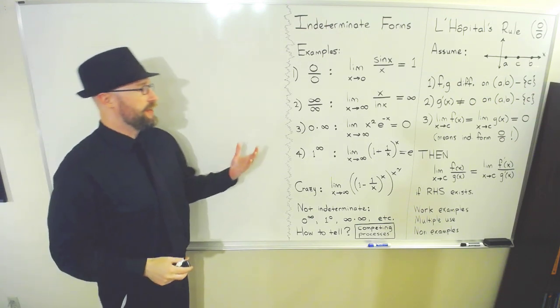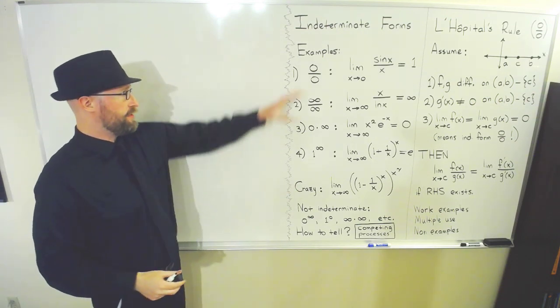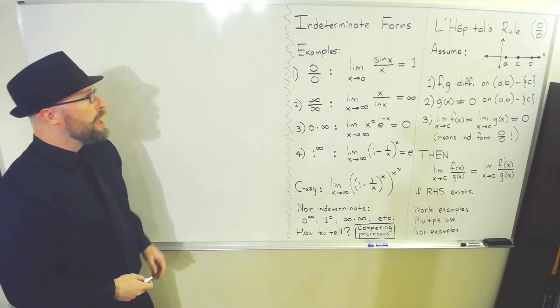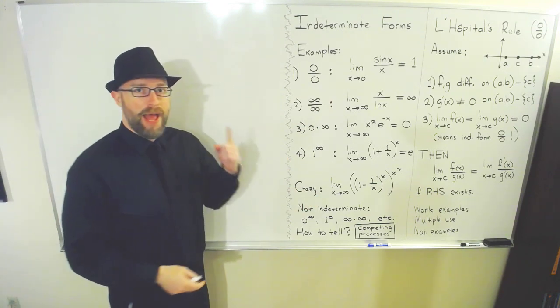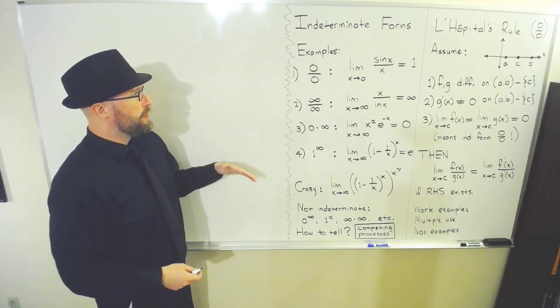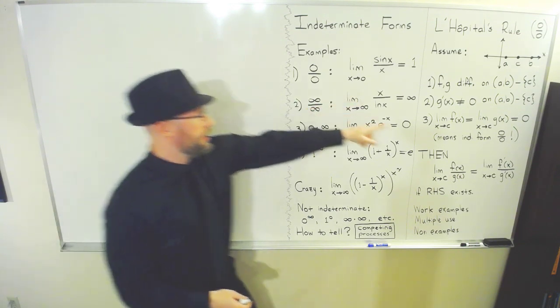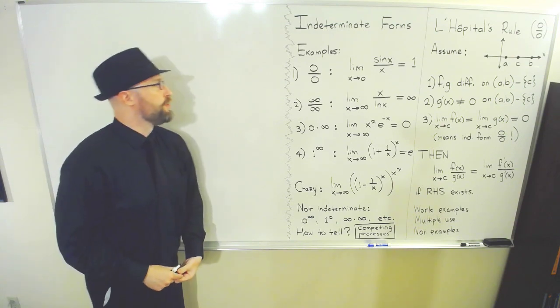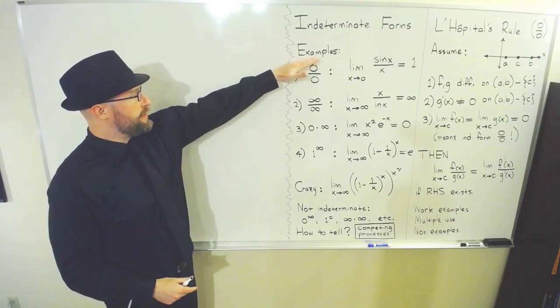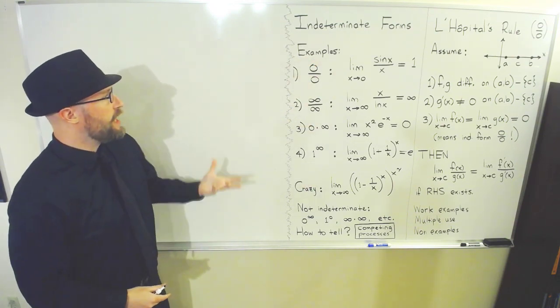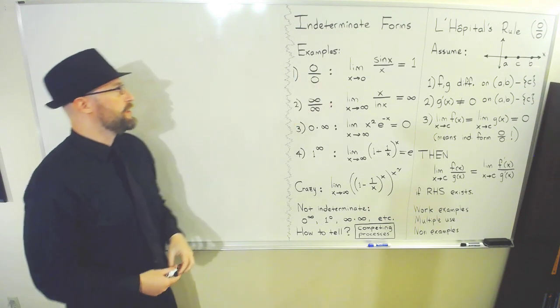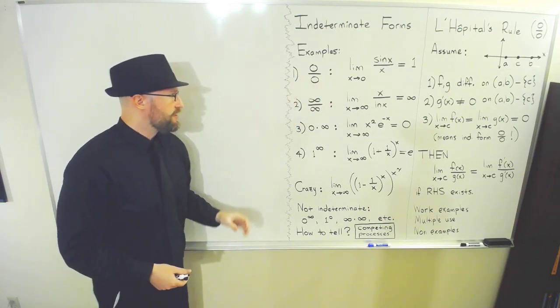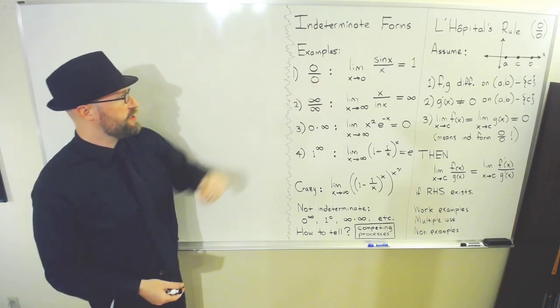And it's easiest to understand these from working examples, and so I've written some examples here. Now, what we're aiming toward is a method for solving these limits, and that's called L'Hopital's rule. So that's what we're going to get to, but first we want to examine a few examples of these types of limits and understand where the terminology comes from and what the expressions mean.